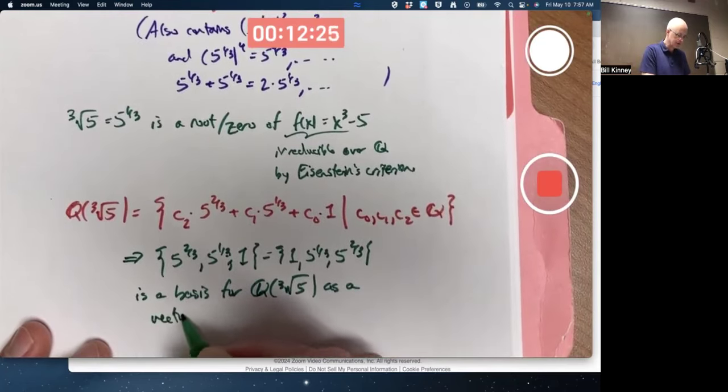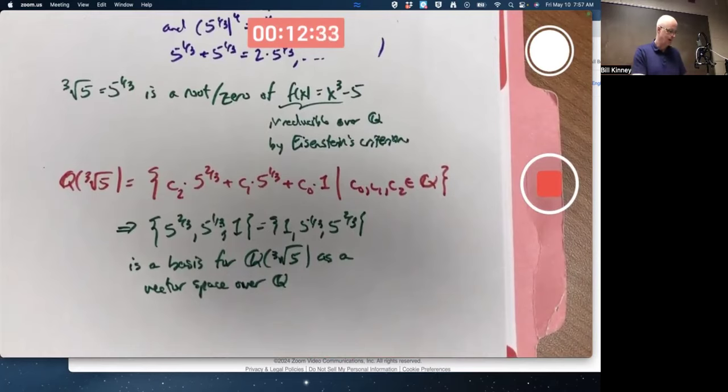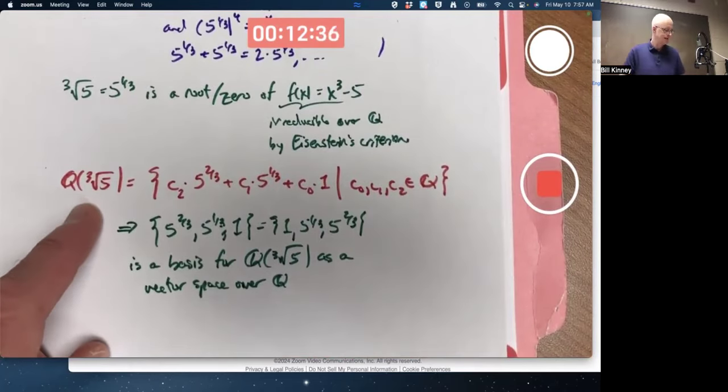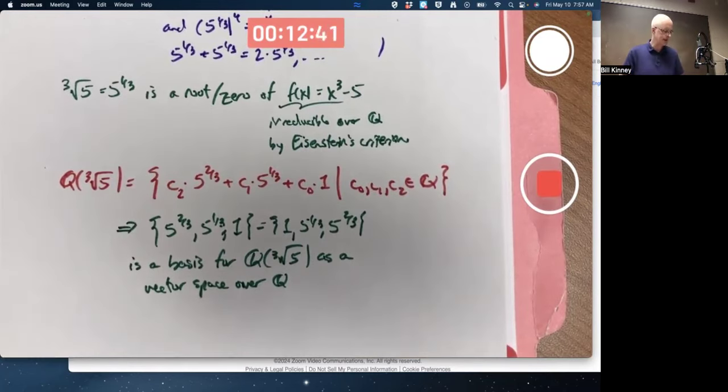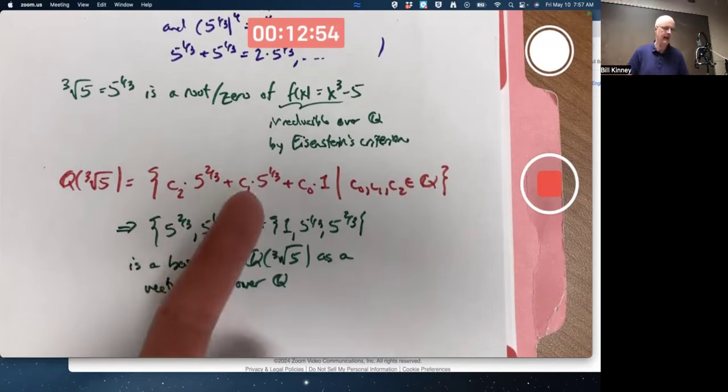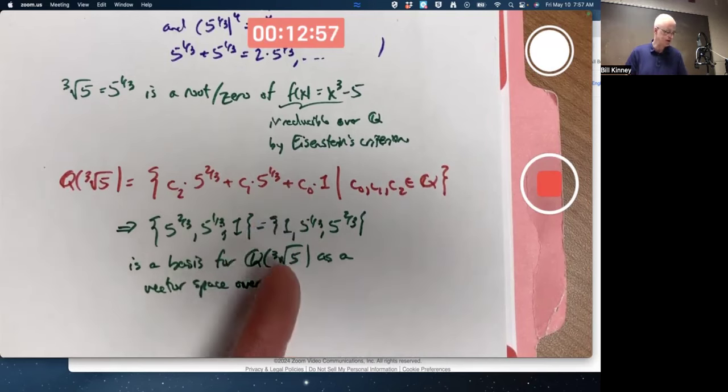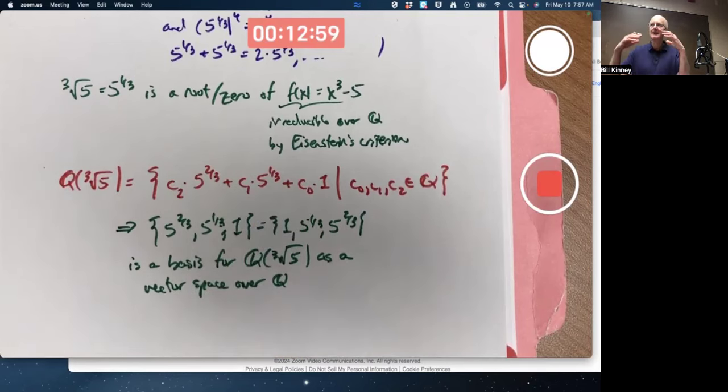over the rationals. Why? Well, first of all, the fact that the rationals adjoin the cube root of 5 equals this set is enough to say this collection of numbers, which are vectors in this vector space, spans, because what is a span? It's the set of all linear combinations, where these scalars are rational numbers in this case, that's a vector space over the rationals. Any field will be a vector space over any subfield of it. Okay, that was an important example back in the old chapter 19 from the previous edition.